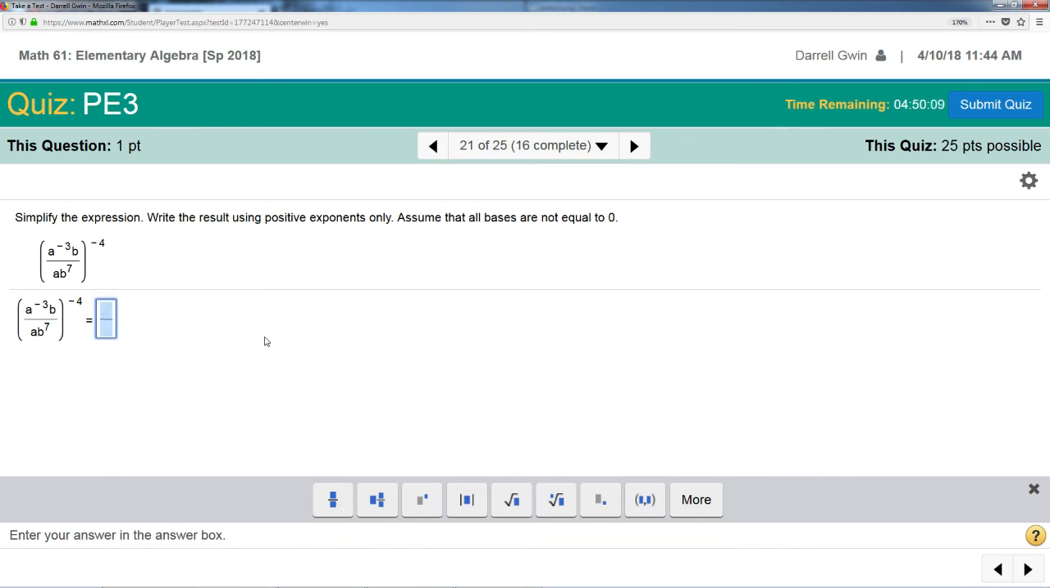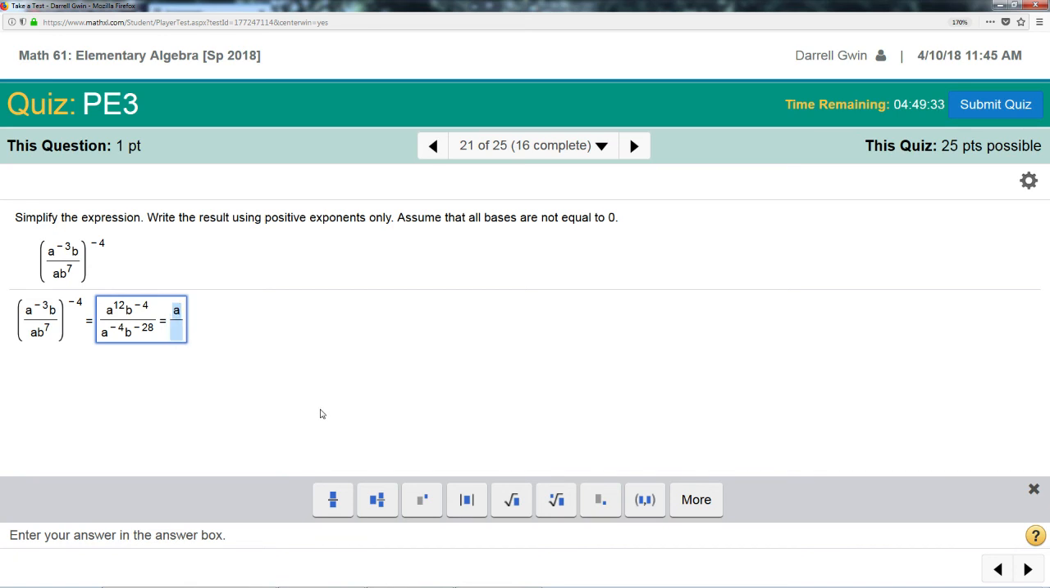Start with a fraction. This is like distribution of powers. A to the power of negative 3 times negative 4 is positive 12. So b is actually to the power of 1, so it's 1 times negative 4 is negative 4. You gotta remember, if there's no power there, it's a 1. So 1 times negative 4 is negative 4. And 7 times negative 4 is a negative 28. Cross the line, change the sign.